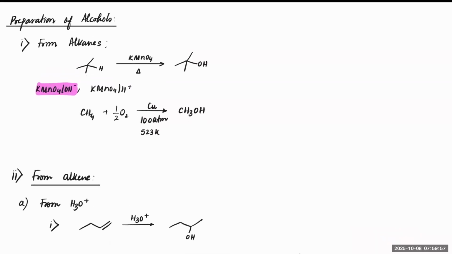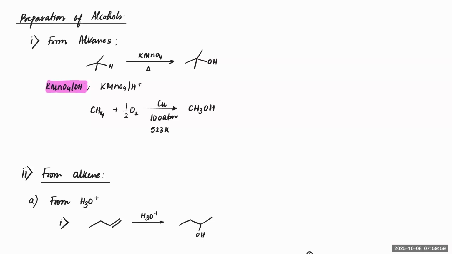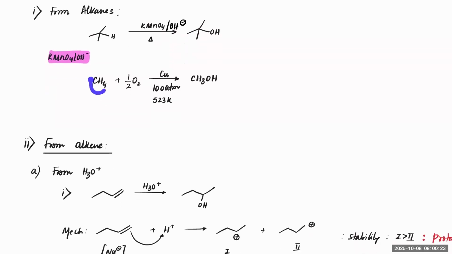Notice the brief synopsis of alcohols here. First, preparation reactions. Alkanes: there is only one reaction, that is tert-butane when you react with KMnO4 with OH minus. Usually not H plus, but mainly OH minus. That will give you tertiary butanol. Second, methane plus half O2 in the presence of copper and heat will give you methanol. So these two are the only alkane reactions that you need to remember, which will give alcohols.